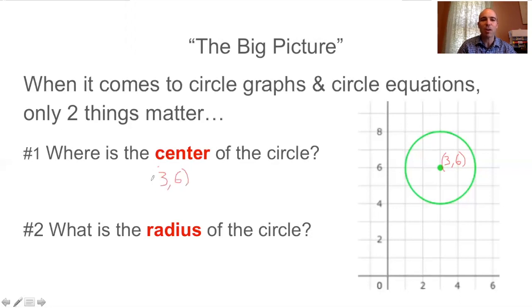And then what is the radius? Well, let's see. I go from the center to any point. So let's just say here, 1, 2. It looks like the radius is 2. Basically, the distance from the center of the circle to any point on the circle is 2 units. So we will say the radius is 2. So if you got what I just did there, you've got the only two things that matter, the center of the circle and the radius of the circle. Okay, let's keep going here.